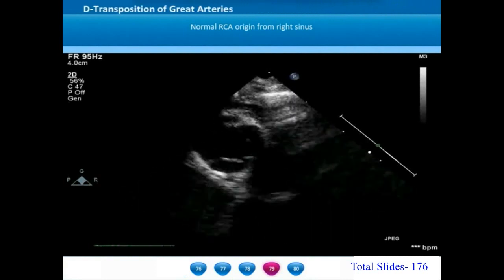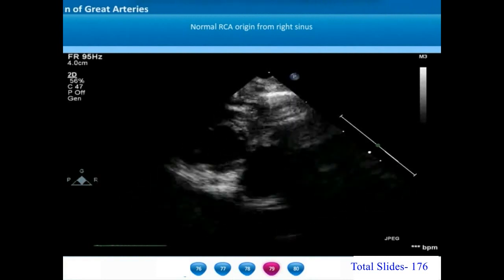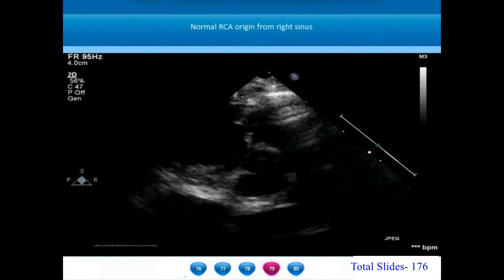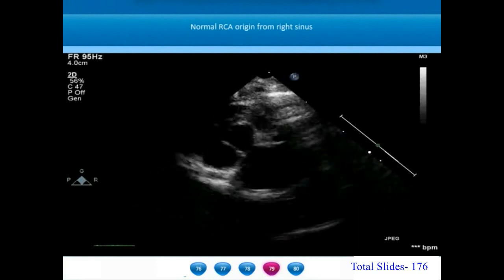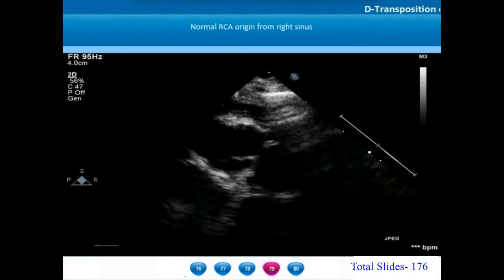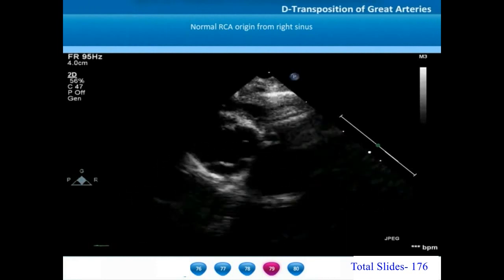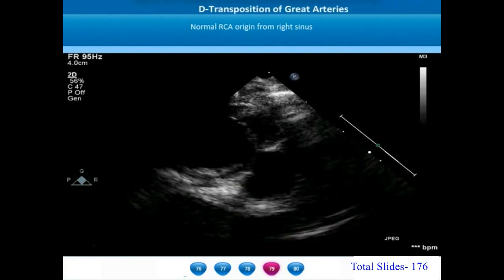We can see the ascending aorta right and anterior to the pulmonary artery. The pulmonary artery is left and posterior. This is the commonest great artery relationship seen in transposition of great arteries. The two sinuses of aorta in close relation to the pulmonary annulus are called the facing sinuses.